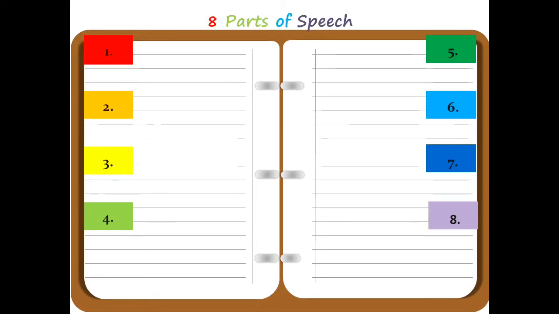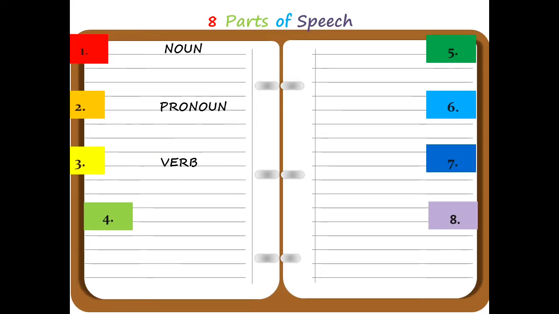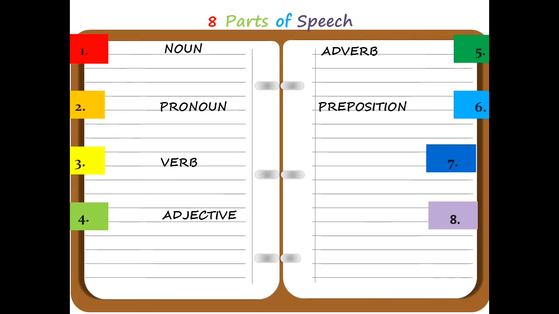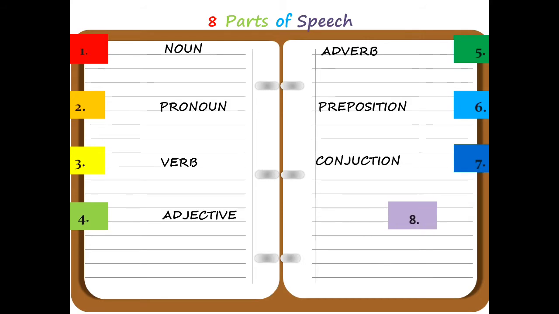There are 8 parts of speech. They are noun, pronoun, verb, adjective, adverb, preposition, conjunction, and interjection. Today we are discussing the other 4 parts.